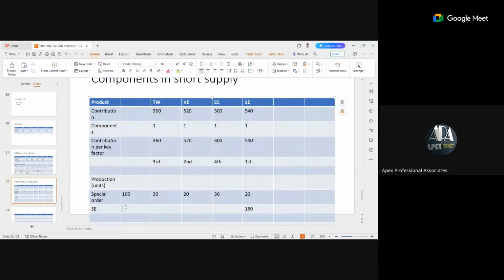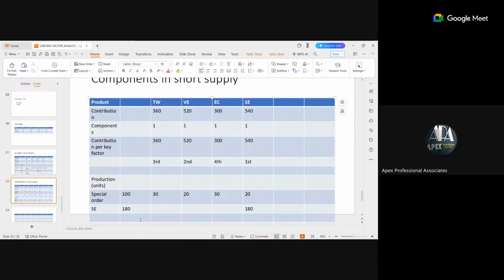Take notes. So how did we get 180, sir? Now, for SE, the total units you need to produce is 200 units. If you allocate 20 to the special customer, 200 minus 20, what is left? 180. Now, how many components do you need to produce 180 units? If you are using 1 component to produce 1 unit, it is 1 times 180, which is 180.